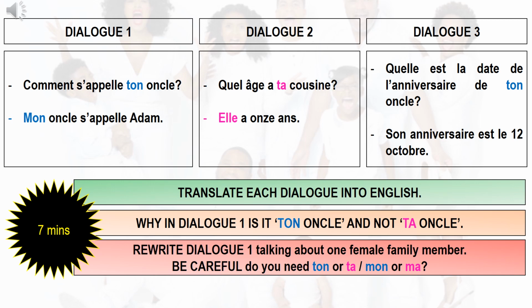Now you need to be careful when you rewrite dialogue 1. You need to think about whether you would use ton or ta, and whether you will need to use mon or ma. You have 7 minutes to do all this. Off you go.